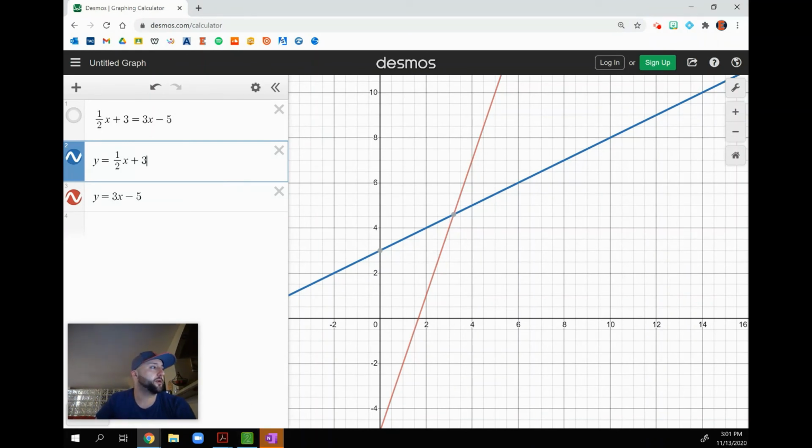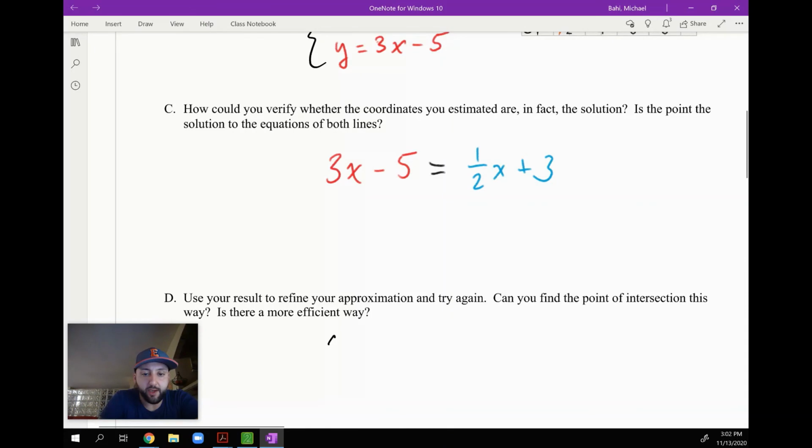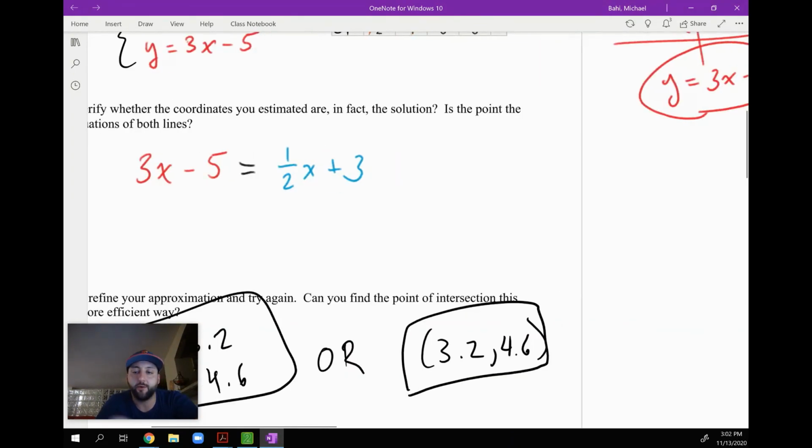And on the homework, you're just going to be using Desmos, setting up a system and putting in your solution as either a coordinate point or x equals whatever, y equals whatever. So in our case, we had x equals 3.2, y equals 4.6. So you can write your answer like this, or you can write your answer like this as a coordinate point where you need parentheses and not 2 commas. And you'll probably find that writing your answer as a coordinate point is much easier.